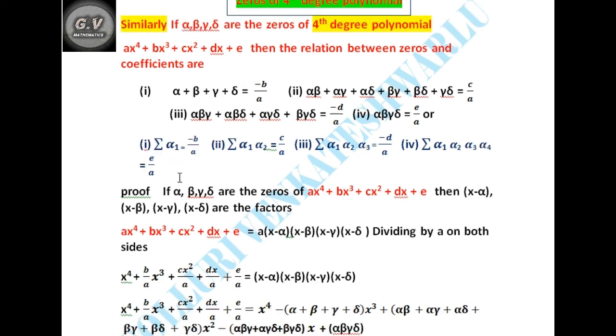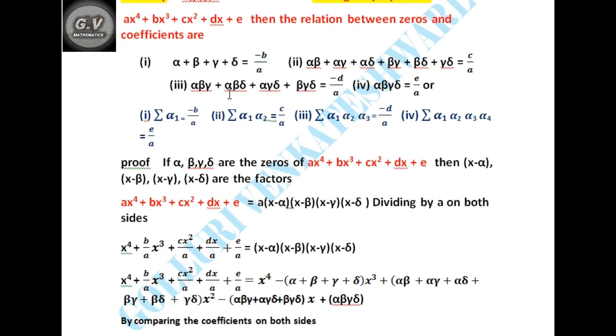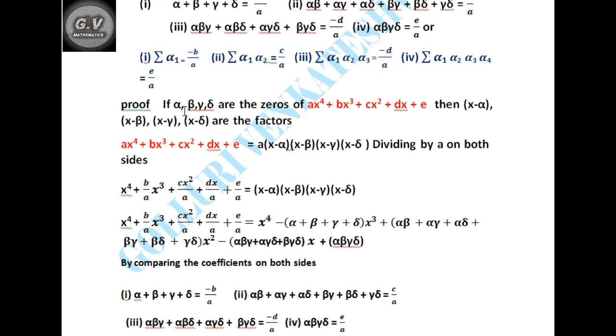So the proof, let us see the proof here. If alpha, beta, gamma, delta are the zeros of the biquadratic polynomial, at x equal to alpha, the value of the polynomial becomes 0. At x equal to beta, the value becomes 0. At x equal to gamma, the value becomes 0. At x equal to delta also, the value becomes 0. Therefore, at x equal to alpha, beta, gamma, delta, the value of the polynomial becomes 0.